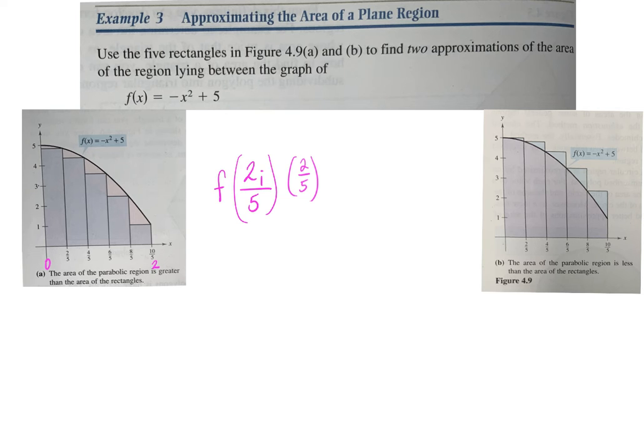So you don't need the 2/5, you just need the 2i/5. It's both. So this is my height and this is my width. Okay? So my width is stagnant, right? My width is always 2/5. My height changes depending on which element I am at. If I'm at the first element, it's going to be 2/5 times 1. The second one is going to be 2/5 times 2.